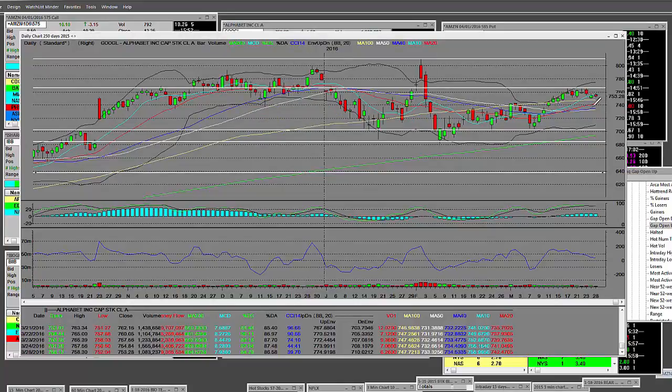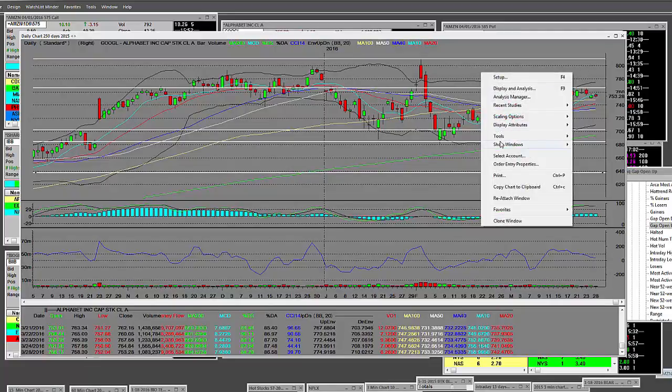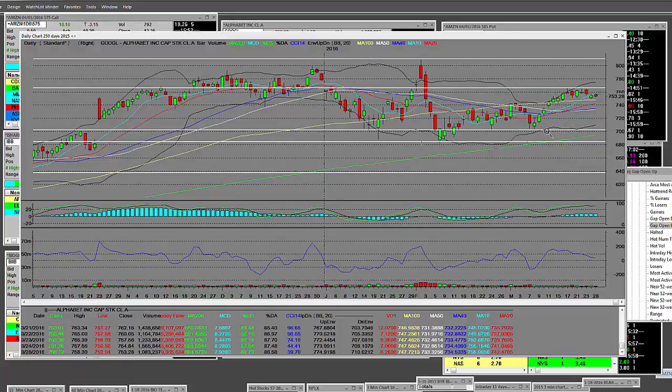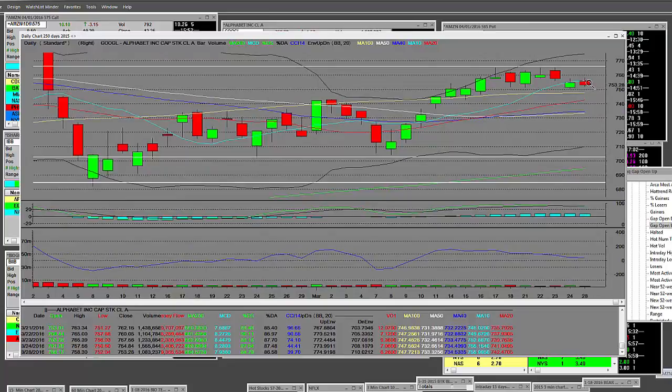But on this daily chart right here, we're at a major top. We're at a half bar. This trend line comes right over here where Google went down in January with the rest of the market. Now, having said that, I'm going to go over here and we are going to take a look at this little gap down.